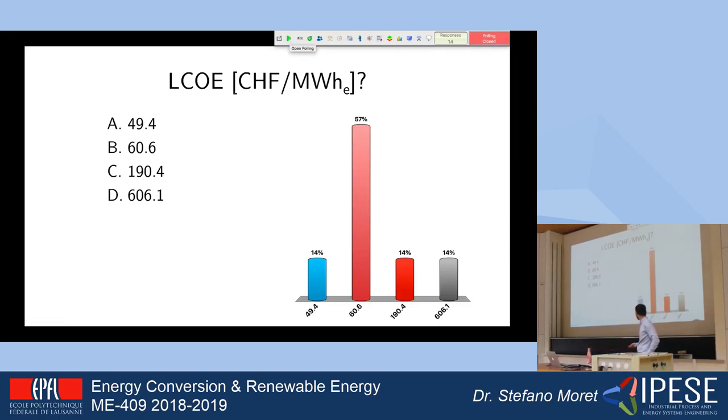Okay. So the answer, who answered 60.6 is correct. I think who answered 606.1 used 5 instead of 0.05 for the interest rate in the calculation. So remember this, 5% is 0.05. And for the other values, I think if you answered 190.4, you didn't convert the 50 tons per hour to kilograms per second for the natural gas. If you answered 49, I think you forgot to include the investment and the maintenance cost, if I remember well. So take care again of the unit conversion between the different exercises, and of course you can recheck it at home.